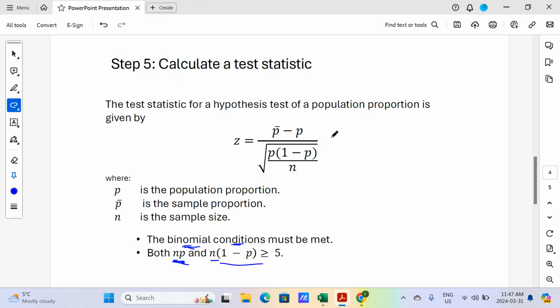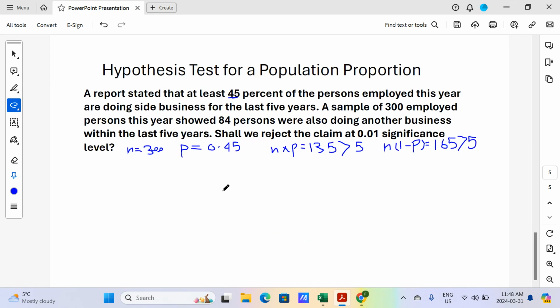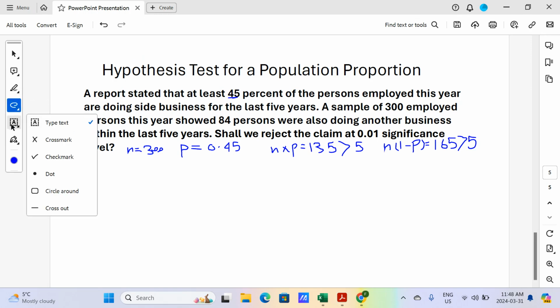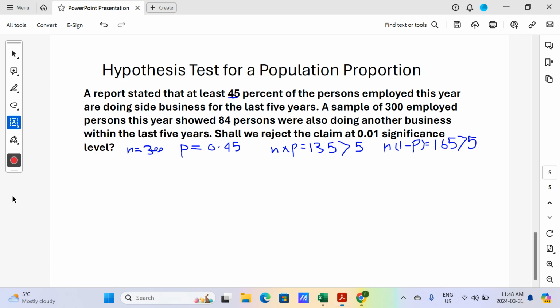So I am allowed to use this Z formula to find the test statistic for the p-bar, sample proportion. Okay, so now I'm going to do the hypothesis testing step by step in this question. So look at it in step 1, in the hypothesis testing procedure, we always need to formulate H0 and H1. Okay, so step 1.